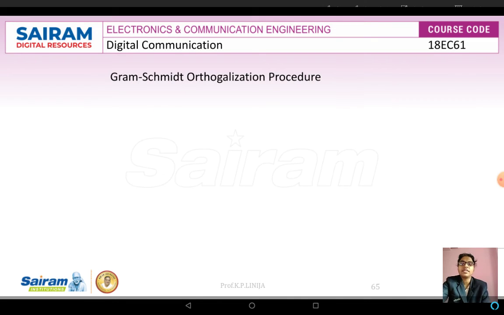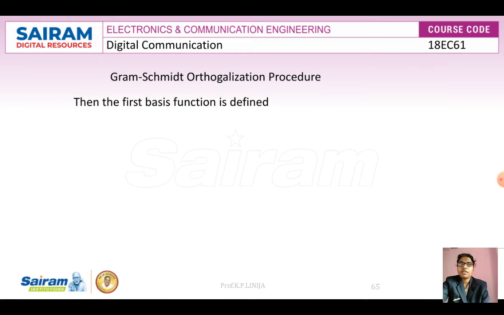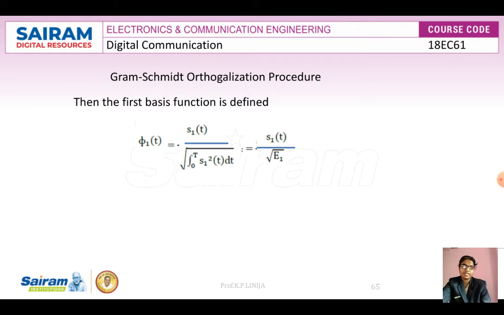The first basis function, that is phi 1 of t, can be defined as phi 1 of t is equal to S1 of t divided by root of integral 0 to T S1 squared of t dt. We are all aware that the integral of S1 squared of t dt is nothing but the energy of the signal. Therefore, it can be written as S1 of t divided by root of E1. E1 is nothing but the energy of the signal S1 of t.